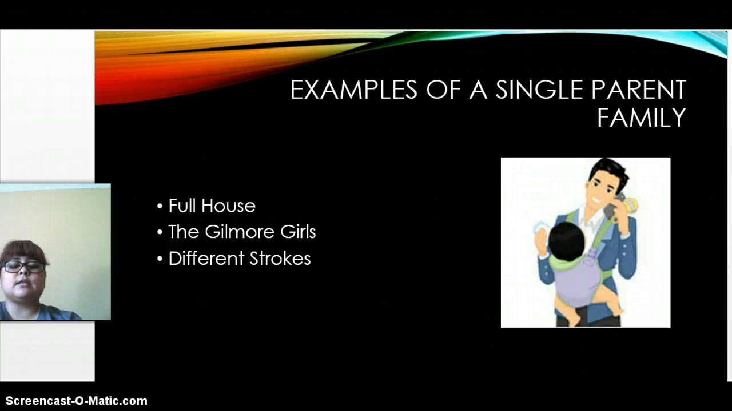Examples of single parenting that we can see in TV shows are shows like Full House, which can also lead to extended family. Also, we see a single parent family in the Gilmore Girls, as well as in the show Different Strokes.